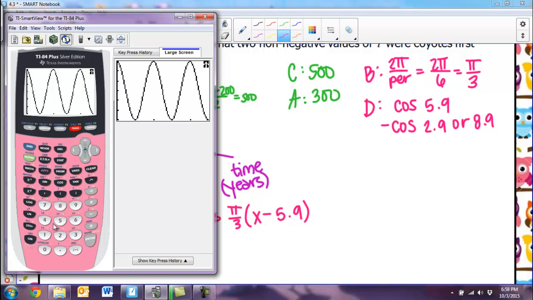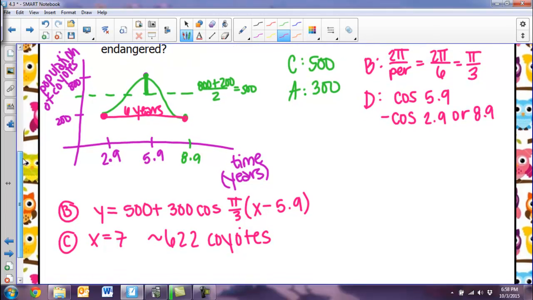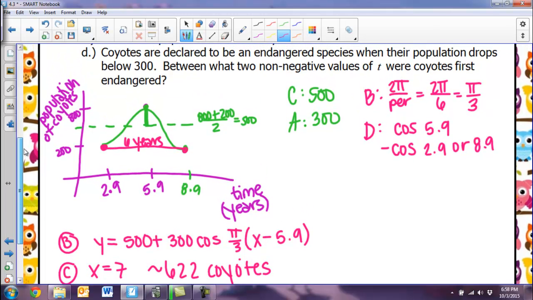So if I go to second trace, value, x equals 7, I would find that there were about 622 coyotes at that time. I'm just going to round it to a whole number because coyotes can't have part of a coyote. That'd be weird. Coyotes are declared to be an endangered species when their population drops below 300. So if it's below 300, bad news bears.